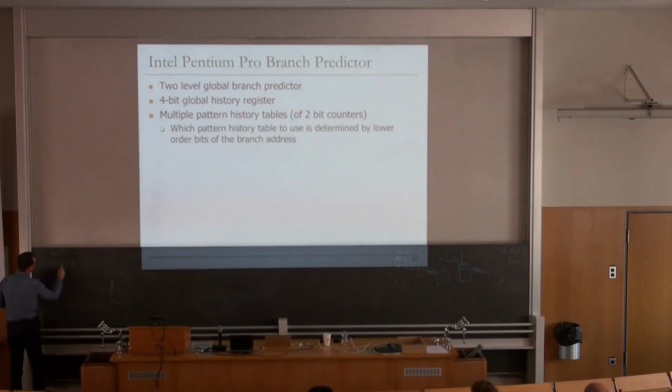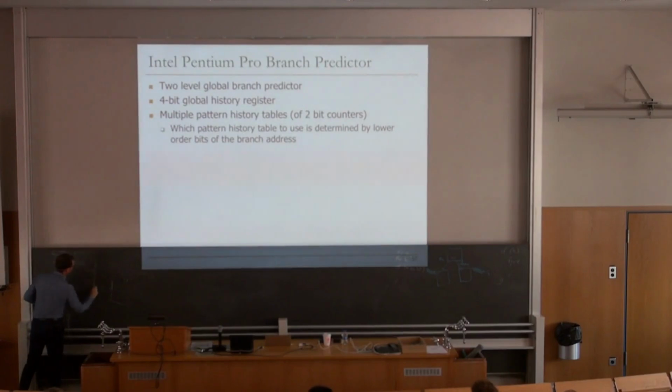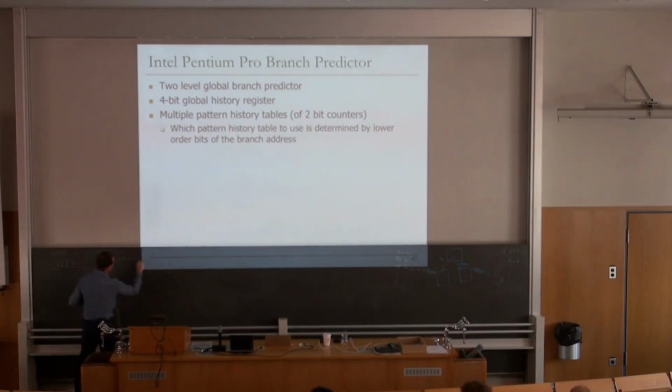So you basically have 4 bits, which means that you have 16 entries over here. But they did have multiple of these pattern history tables. Pattern history table 0, pattern history table 1, I guess pattern history table 2, and pattern history table 3.